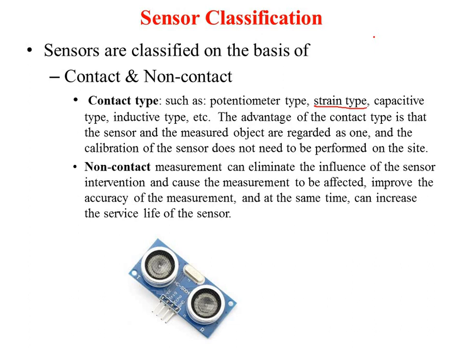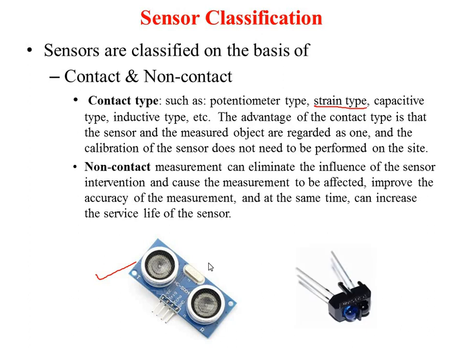So non-contact type means they are not at all connected with this one. So this is the best example. This is the ultrasound sensor, where you can measure various parameters. You can measure the level of any device, either a liquid, or the total length you want to measure. So that is what you are going to measure.